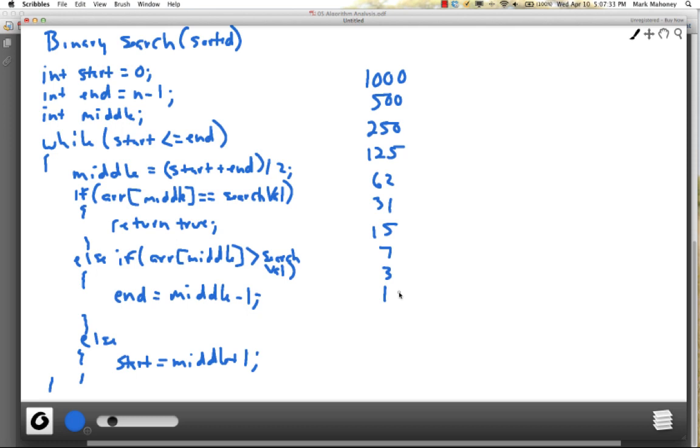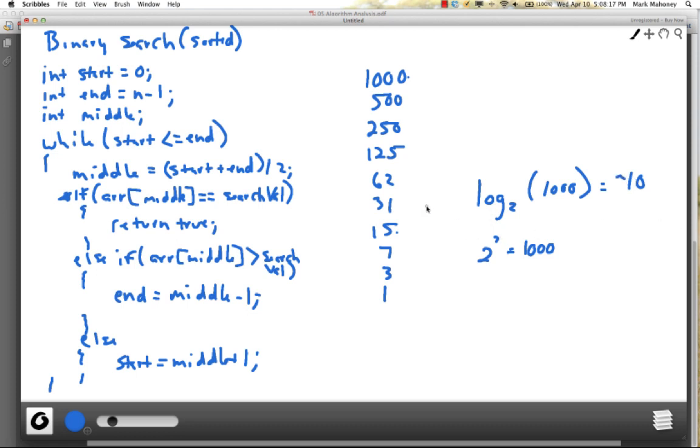Okay, so the very best case is we'd execute this critical operation, this comparison here, exactly one time. Our worst case is what we're looking for is not on the list, and we had to do this 1, 2, 3, 4, 5, 6, 7, 8, 9, about 10 times. Okay. So what is the log of 1,000? Well, 2 to what power is equal to 1,000? Well, it's about 10.